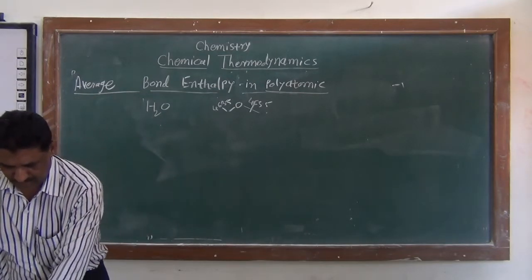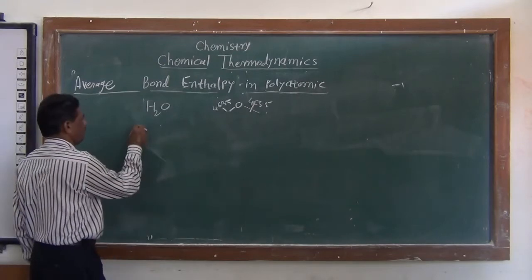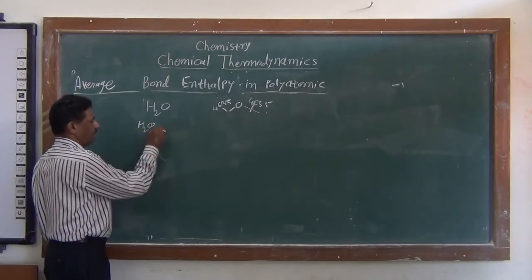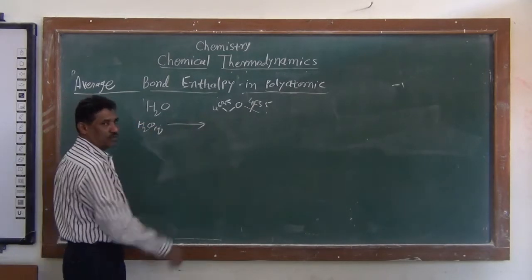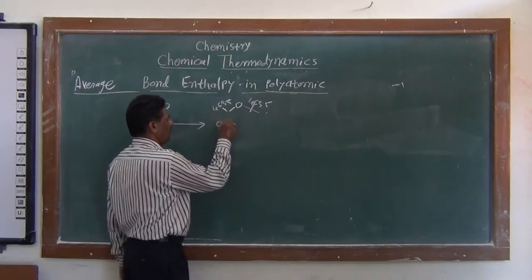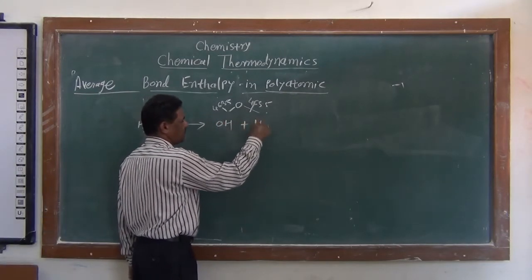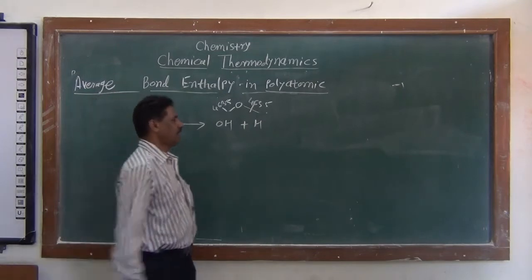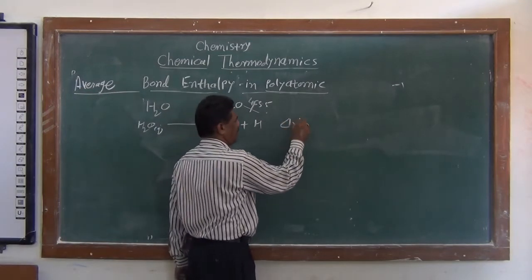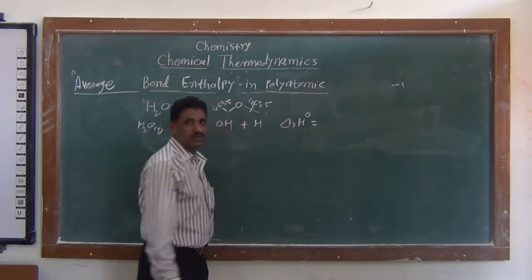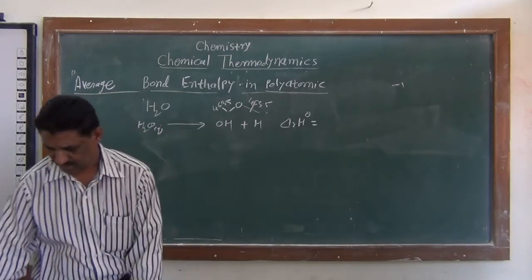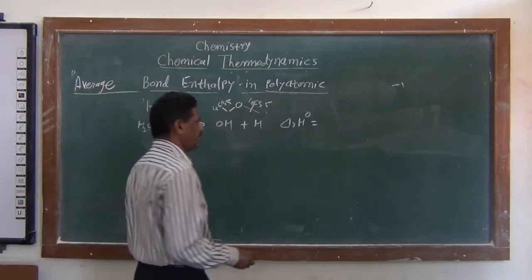Here H2O gives out OH plus H, and here delta R H0 is 499 kilojoules.